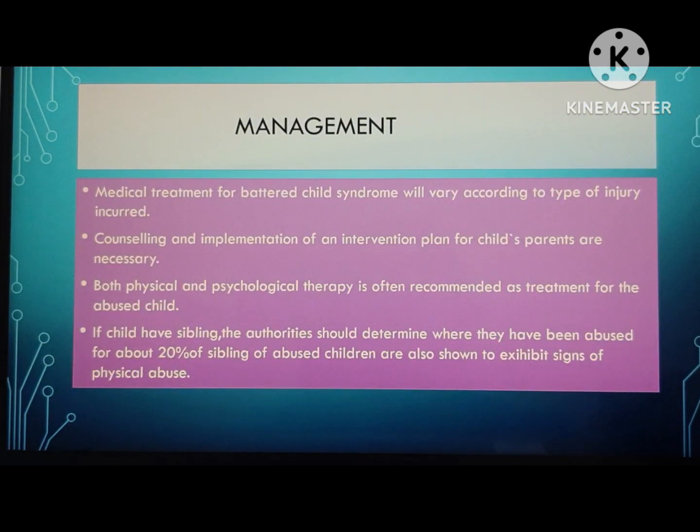Management: medical treatment for battered child syndrome will vary according to type of injury. Counseling and implementation of an intervention plan for the child and parents are necessary. If the child has a sibling, the authority should determine whether they have been abused, as about 20% of siblings of abused children are also shown to exhibit signs of physical abuse.